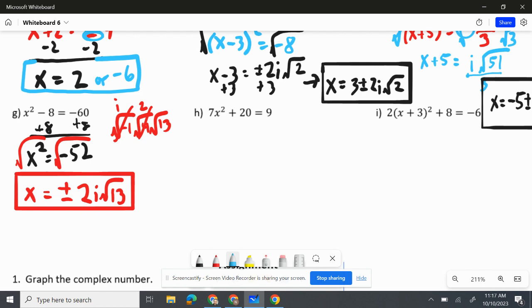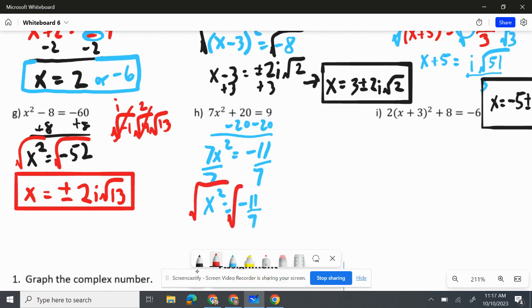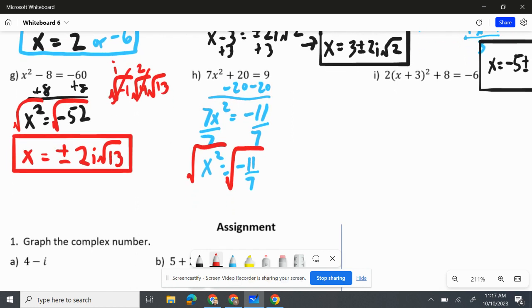Letter H. First thing that we're going to do is subtract the 20. And we have 7x squared equals negative 11. We're going to divide it by 7. So x squared is equal to negative 11 over 7. Then what we do is we take the square root. When we take the square root, we know that the negative gives us an i. We have to rationalize it because we can't have a square root in the denominator. So x equals plus or minus i square root of 77 over 7.